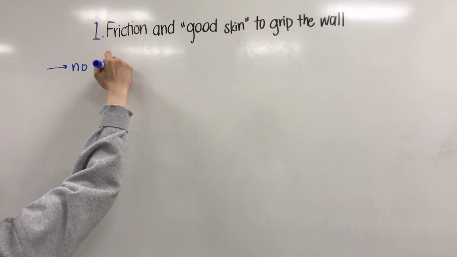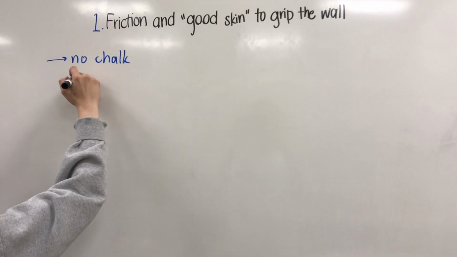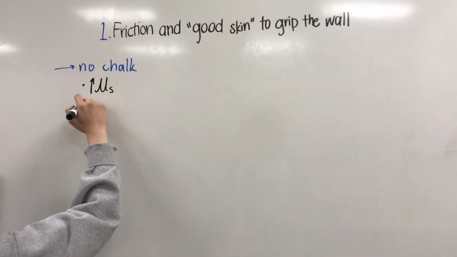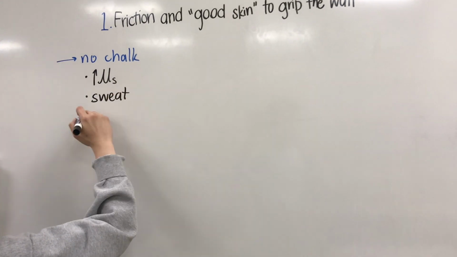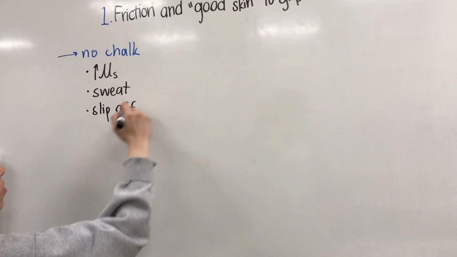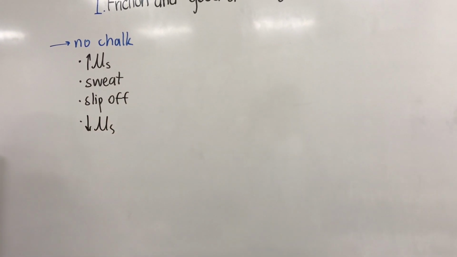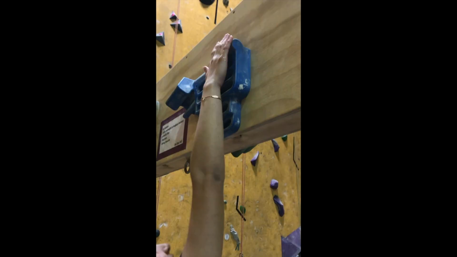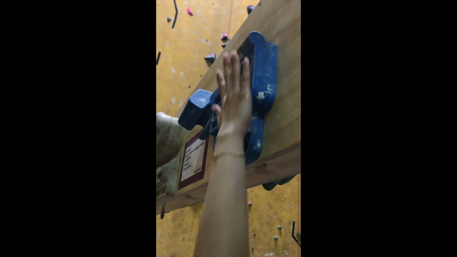The first situation is a hand with no chalk. It has a high coefficient of static friction, but when the hand begins to sweat, it'll start to slip off. This lowers its μs. This climber has a sweaty hand. They're having a difficult time gripping the rock.